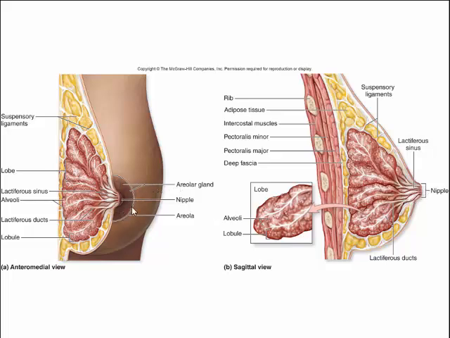The areola is the pigmented area around the nipple. It has a series of glands which help to lubricate the skin. The suspensory ligaments help to maintain the normal position of the mammary tissue.